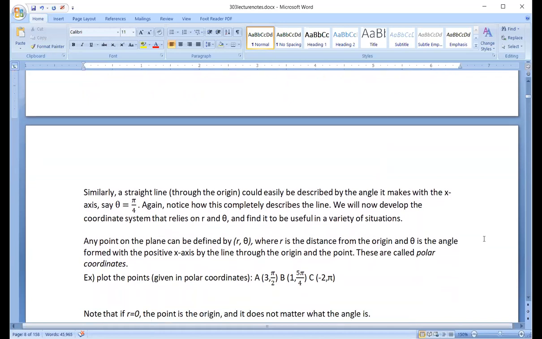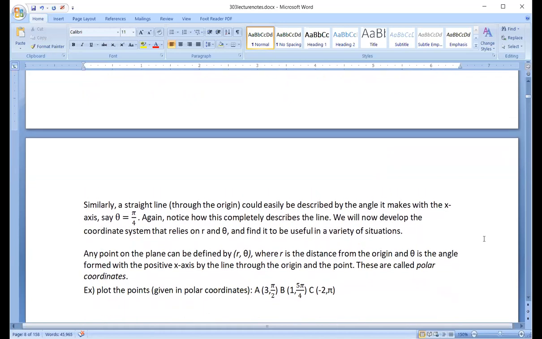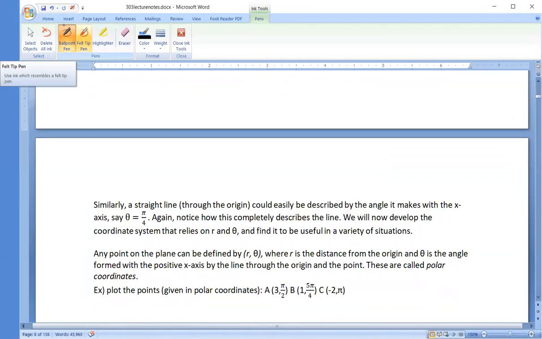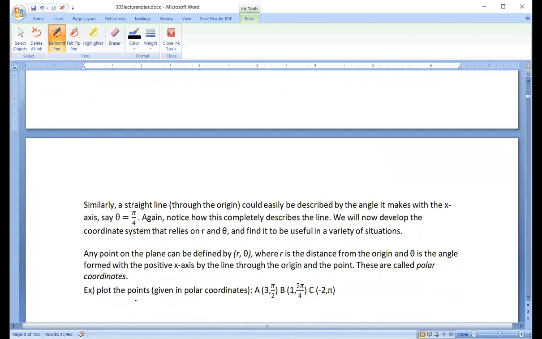Okay, so for example, let's plot these points. These points are given in polar coordinates. Personally, I find the easiest way is first to think about the angle, and then think about r. But you can do it either way.